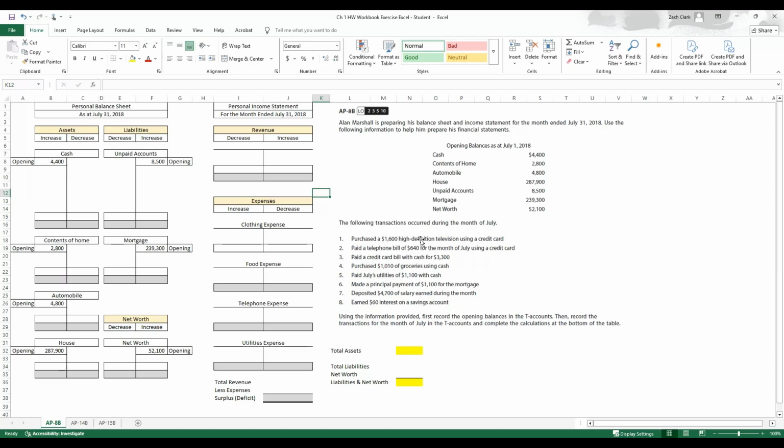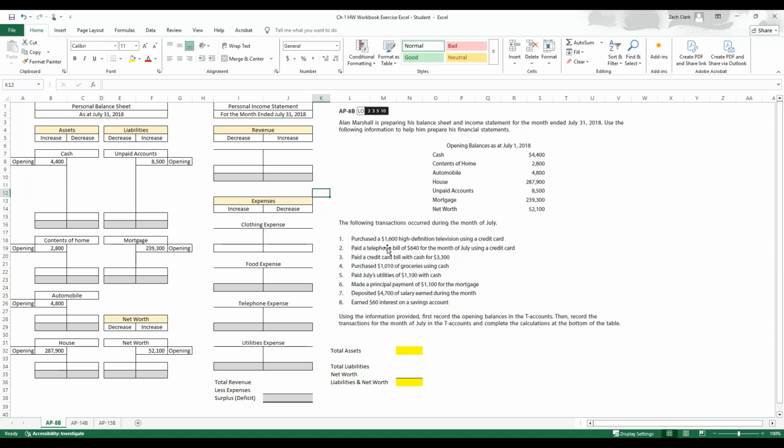Okay, so with that said, let's account for the transactions here. Transaction number 1 says that we purchased a $1,600 high definition television using a credit card. A couple of important concepts to understand. We purchased a television. First we have to think about whether the television is going to be an asset, a liability, a revenue, or an expense? We need to categorize these concepts so we can accurately account for them.